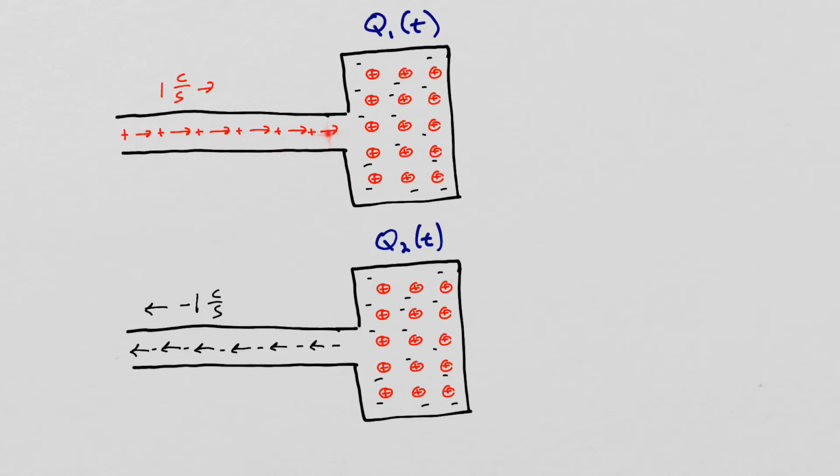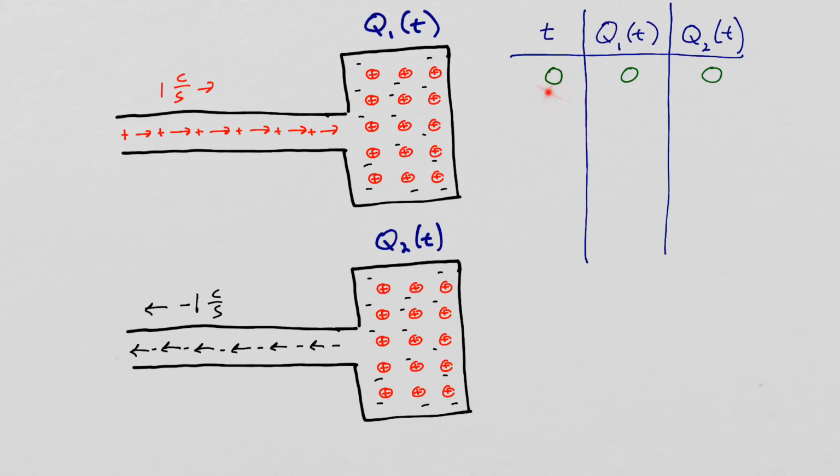So in the top wire, I have 1 coulomb per second flowing to the right, and in the bottom wire, I have minus 1 coulomb per second flowing to the left. And we'll have a charged reservoir, which will be our ammeter for measuring the current flowing in our wires. At t equals 0, we're going to set the total charge to 0 in our two reservoirs. So we'll have an equal number of negative and positive charges in each reservoir.